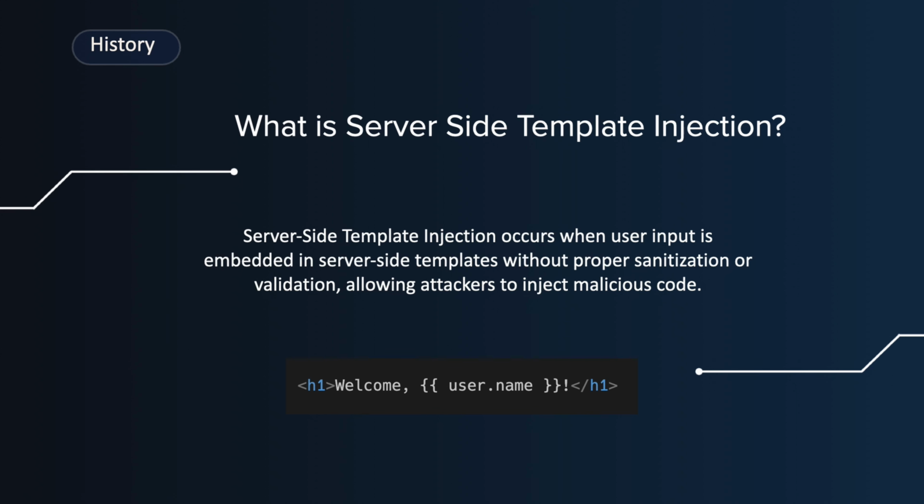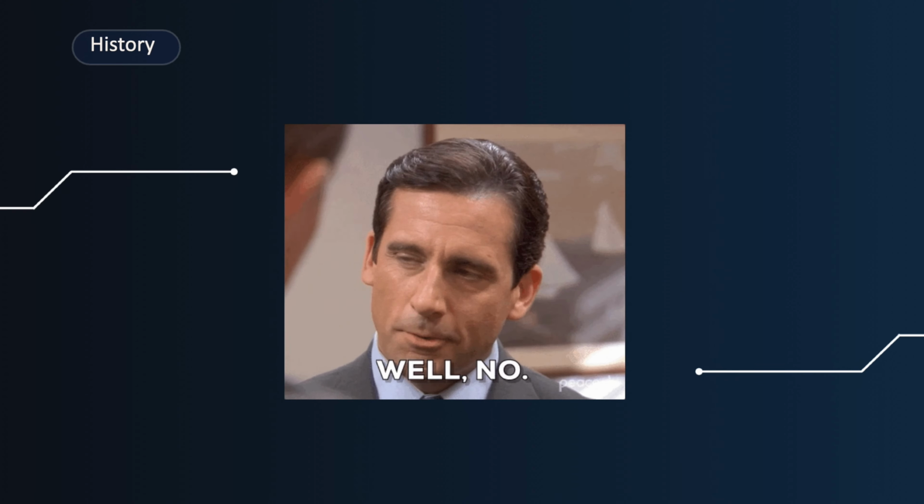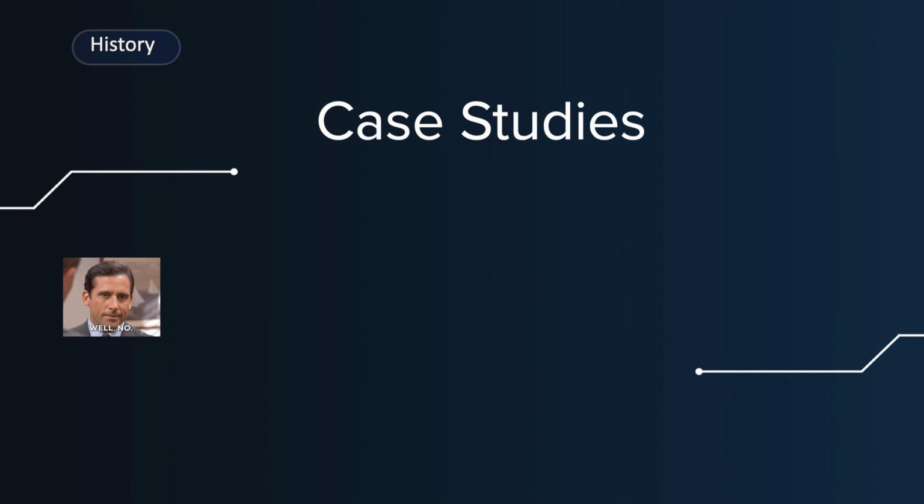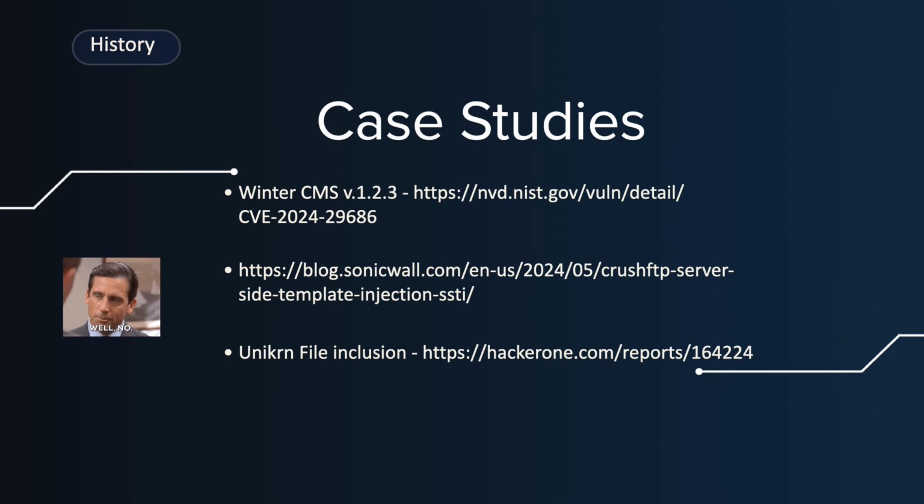The impact of an SSTI can range from information disclosure and local file inclusion to a full-blown remote code execution. So at this point, you might be thinking, these templating engines have existed for quite some time now. So, since we have all these fuzzing tools, there shouldn't be any such issues in those templating engines. Well, no. Here are some case studies as recent as May 2024.